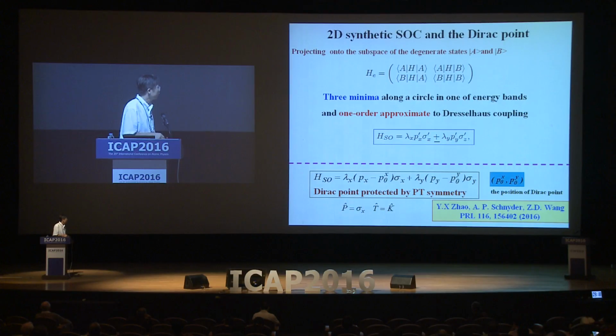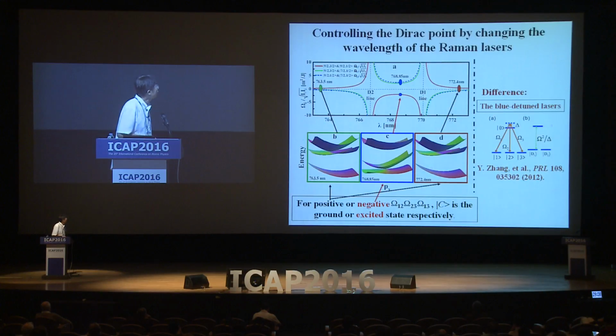So the Dirac point is protected by the PT symmetry, which was recognized by recent work. As in our discussion, all the Raman coupling strengths are real. However, we can control this product of 3 Raman couplings, and we can make the Dirac point emerge in a higher or lower energy band.